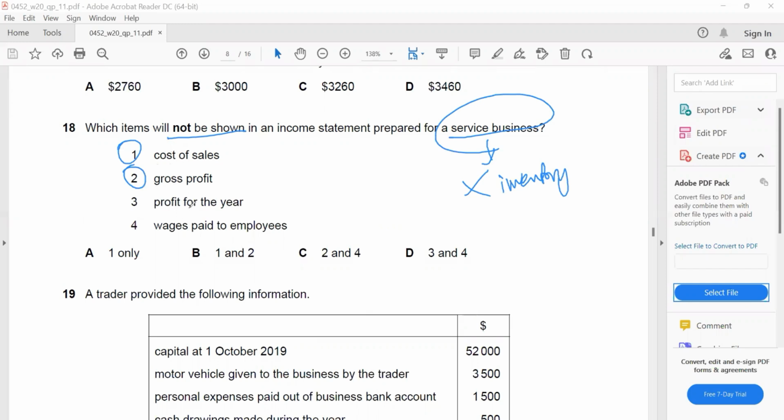Profit for the year, yes. So a service business has revenue and expenses to get the profit. Wages paid to the employee will also show as expenses. So the answer should be 1 and 2. And now next.